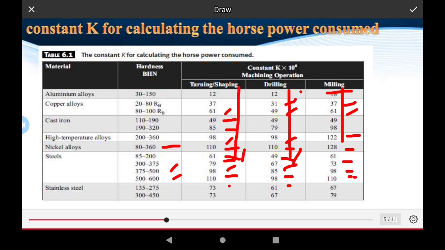And for stainless steel, the BHN number is 135 to 275, and for the turning operation the K value is 73 into 10 power 6, and the other values are different. As the BHN number increases, the K value also increases.